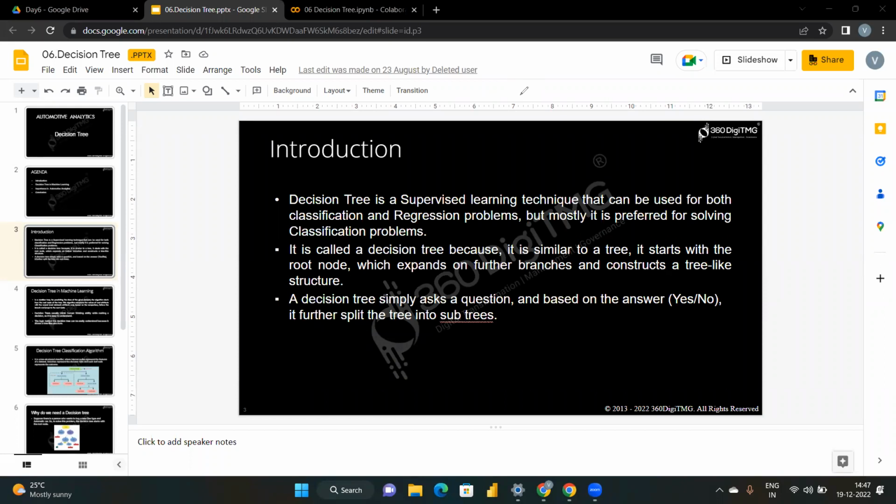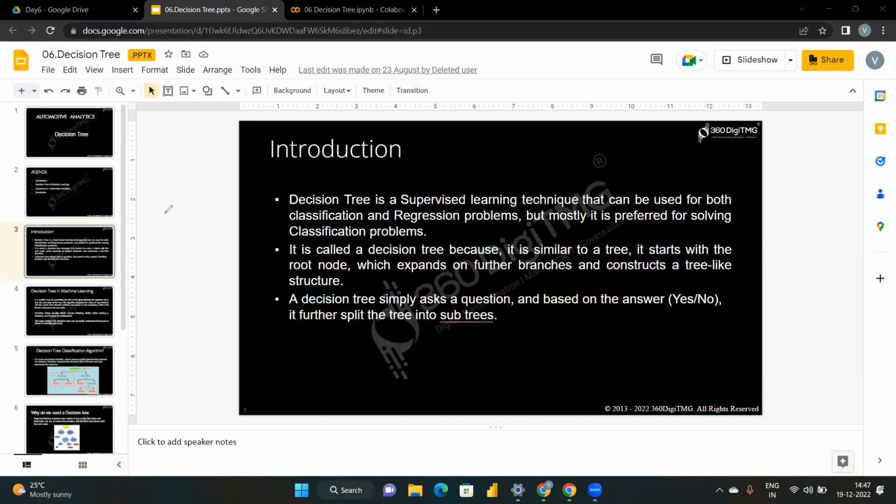A decision tree simply asks a question. After that we'll see what type of things we can get in a decision tree. As I said, we'll be getting yes or no in the further splits of the tree. So the introduction of decision tree is done. If you ask me what this decision tree is used for, I'd say, guys, a decision tree is a non-parametric supervised learning method. It is used for classification and regression.